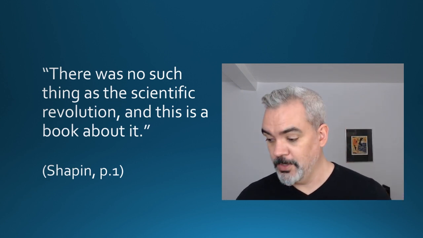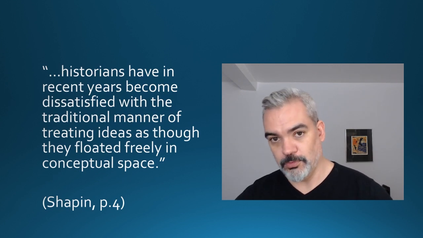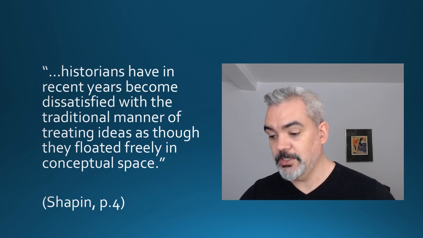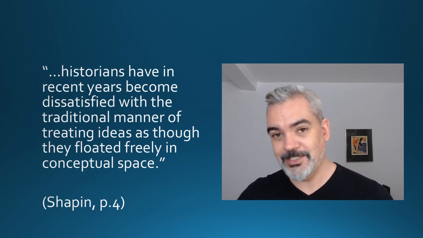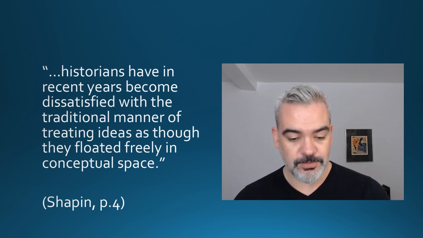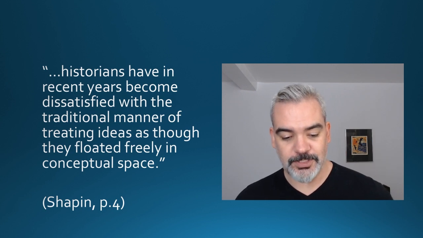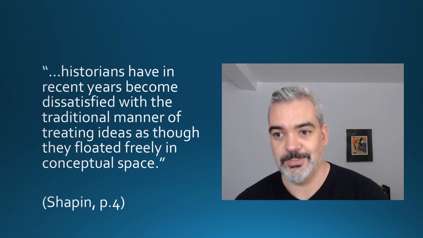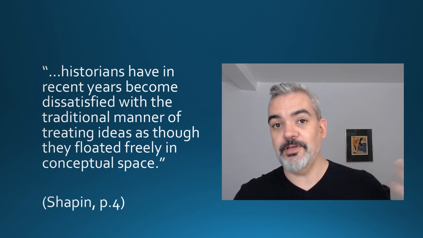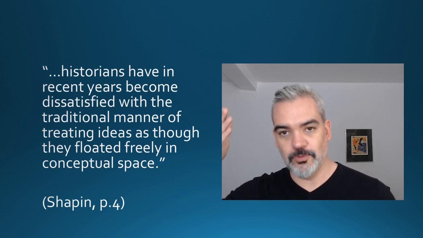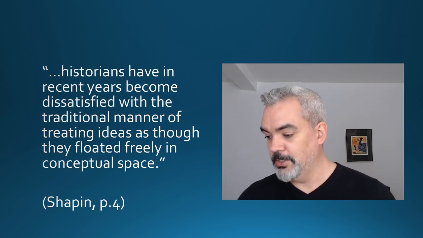rather than a sharp break. He's also, if you recall the other distinction that Bala made about ways of telling the history of science, he's also talking a little bit in this chapter about internalism and externalism. So Chapin says, historians in recent years have become dissatisfied with the traditional manner of treating ideas as though they floated freely in conceptual space. So treating ideas as though they float freely in conceptual space is a way of talking about internalist histories of science. That is, just one idea leading to another idea.